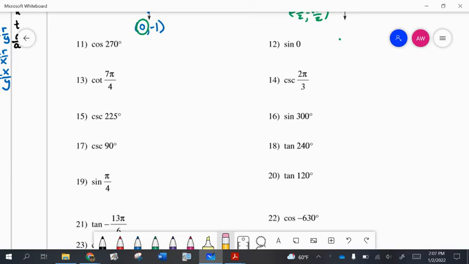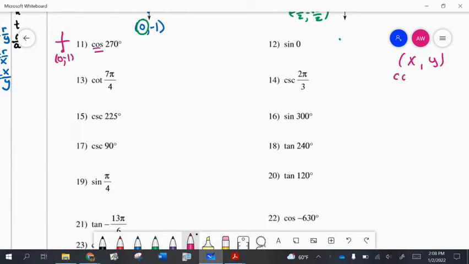Okay, so let's try some of these where the picture's not already drawn for us. So it's cosine 270. I'm like, oh, I know where 270 is on the unit circle. That's my quadrantal angle down here. I know my coordinates are (0, -1). So what do they want? They want the cosine, and I'm thinking cosine.